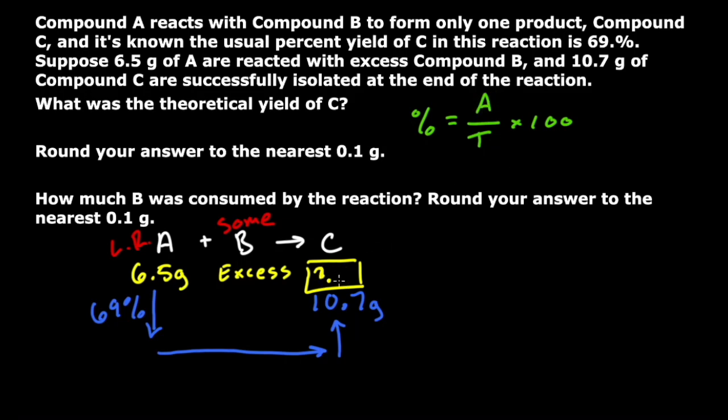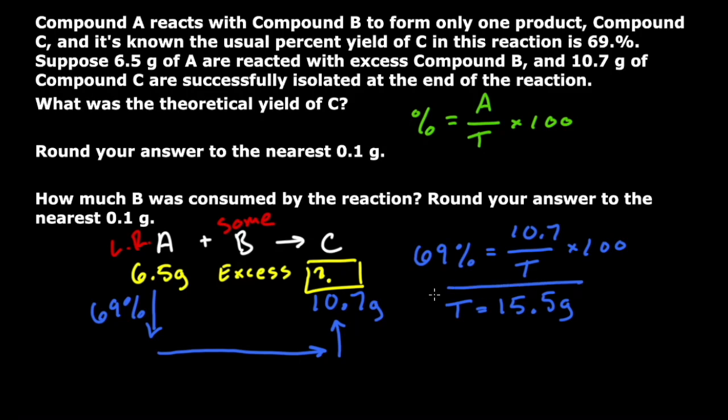And so to figure out the theoretical, we'll say the percent yield of this reaction is 69%, and so we've got 69%. It's going to be equal to the actual, which would be this 10.7 grams here, and we're going to divide that by the theoretical, which would be T here, and times 100. So we'll solve this equation for T, and we're going to get that T is equal to 15.5 grams. And so this is what theoretically would be made if all of this 6.5 grams ended up going over here. And so this is going to be the answer for the first part.